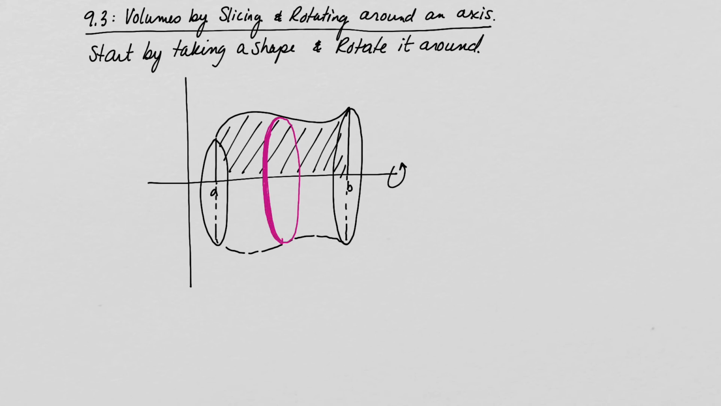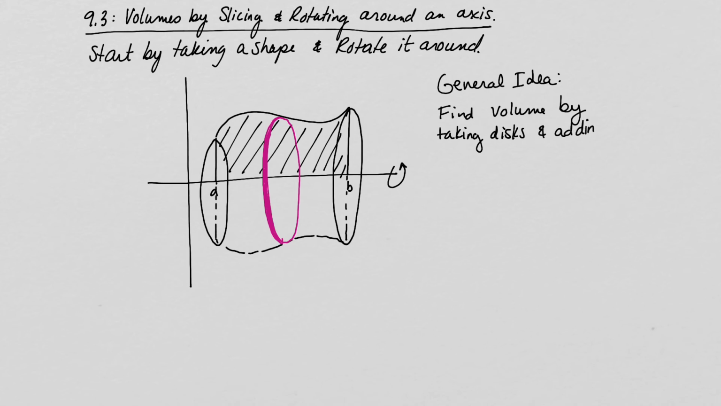And we're going to want to find the area of that slice, right? So we're going to find the volume. So the general idea is we're going to find volume by taking discs and adding up the area of all the discs. Yeah, so exactly. So like a Riemann sum.